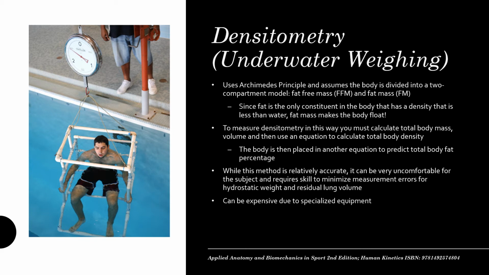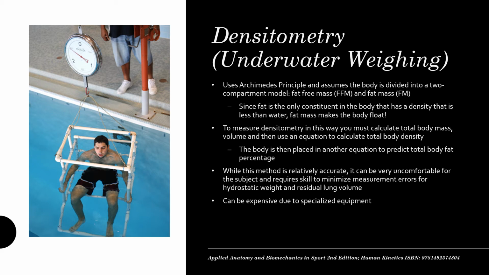The Archimedes principle with densiometry is also going to assume that the body is divided into two compartments: fat free mass and fat mass. Realistically, we know this is an oversimplified model, but it works for the math we're about to do. Also, since we know that fat is the only constituent of the body that has a density that is less than water, fat mass is going to make the body float.